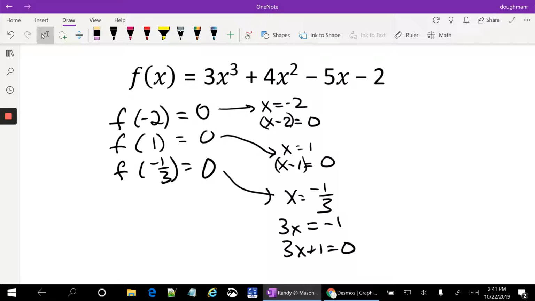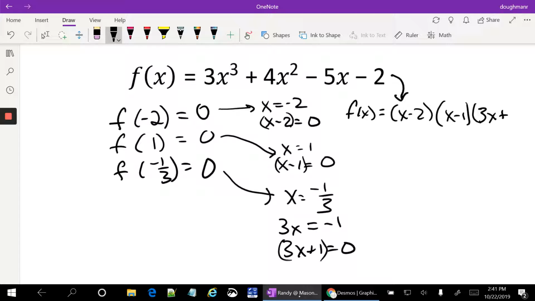So now I can use all 3 of those factors and know that f of x equals x plus 2, x minus 1, and 3x plus 1. Done.